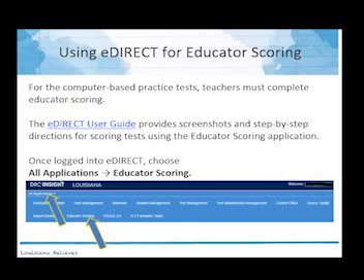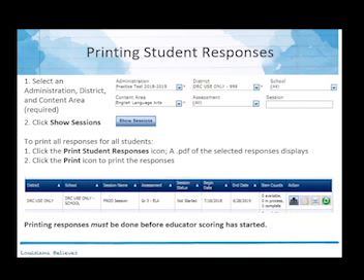To use eDirect for educator scoring, you would log into eDirect and choose all applications. You can follow the directions on the screen, or you can use the eDirect user guide, which also provides screenshots and step-by-step directions for using educator scoring. Now, if you log into eDirect and you don't have access, then you need to talk to your school test coordinator. Additionally, if you're in eDirect and you can't find something, it's likely that you don't have access to it, and you would, again, need to talk to your school test coordinator.